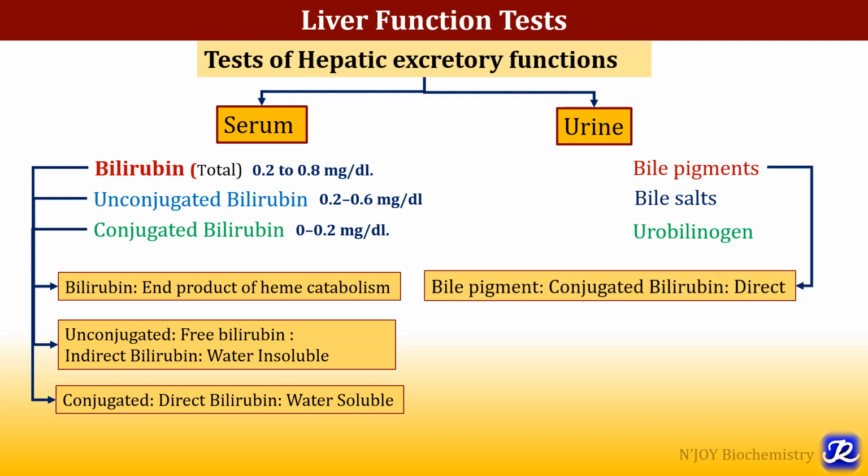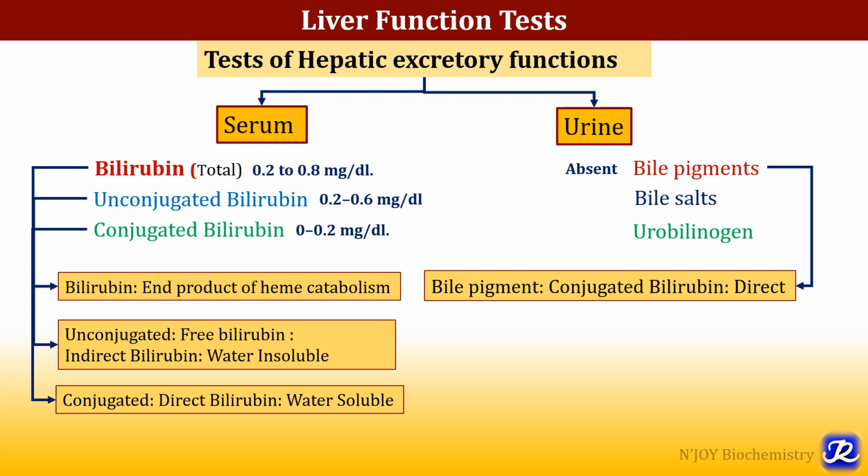And what are these bile pigments in urine? Bile pigments are nothing but bilirubin and biliverdin, and in the urine only conjugated bilirubin can be present in the abnormal condition. It is always absent in the normal condition. So conjugated bilirubin, that is the direct bilirubin, is normally absent. If it is present, it shows the presence of some disease because it is an abnormal constituent of urine. The bile pigment which is present in the urine is conjugated bilirubin.